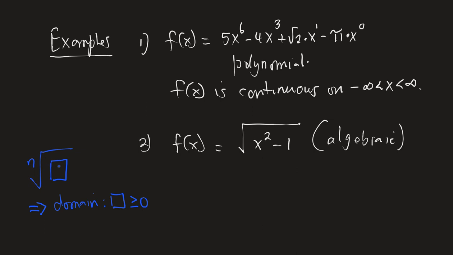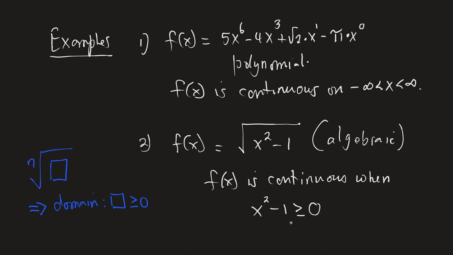If it's just a root, then what we have to do is figure out all the values of x that make the part that's under the radical greater than or equal to 0, right? So let's write that statement down. So f of x is continuous when x squared minus 1 is greater than or equal to 0, right? And that's a good first step.